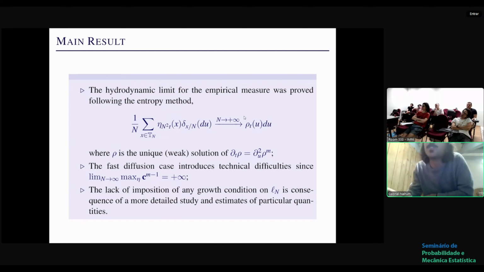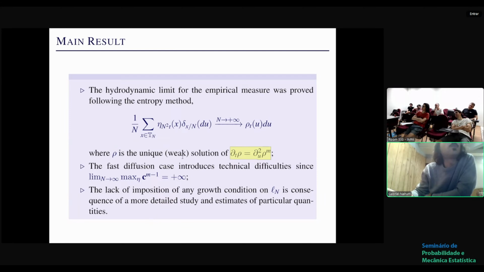So what we have for this model here is the hydrodynamic limit. More or less vaguely, what we prove is that this local average converges in probability to this absolutely continuous measure, where the density is a weak solution of this Porous Media equation. We did this using the entropy method. There are some technical difficulties here and there, because depending on the value of m, if we are in the fast diffusion scenario, the rates can explode as the system goes to infinity. So there are some delicate arguments in order to compensate for that with the coefficients that appear in the series. But at the end of the day, we were able to prove this.